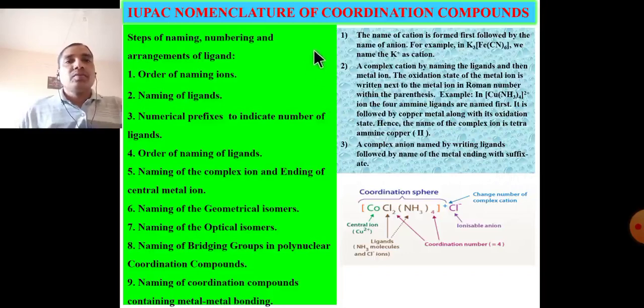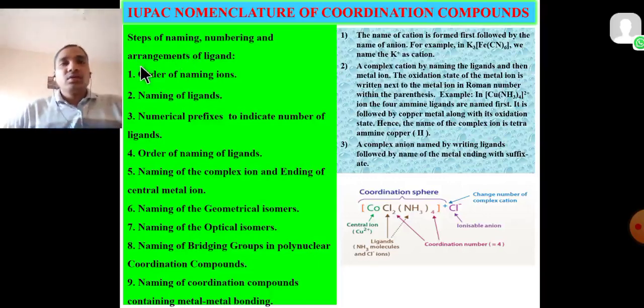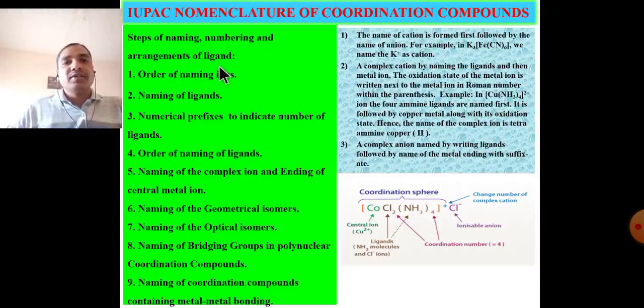IUPAC nomenclature of coordination compounds. IUPAC means International Union of Pure and Applied Chemistry, which suggested the naming of coordination compounds. It involves the following steps of naming, numbering and arrangement of ligands. There are a total of 9 steps. First, the order of naming ions: the positive ion is named first and then the negative ion.